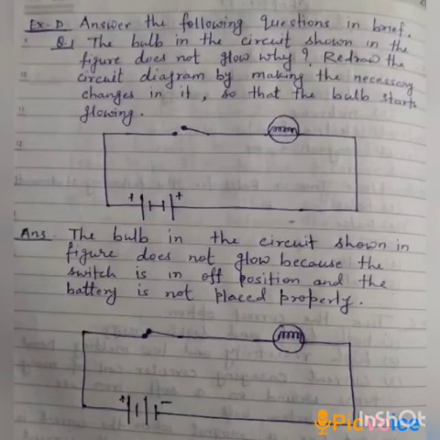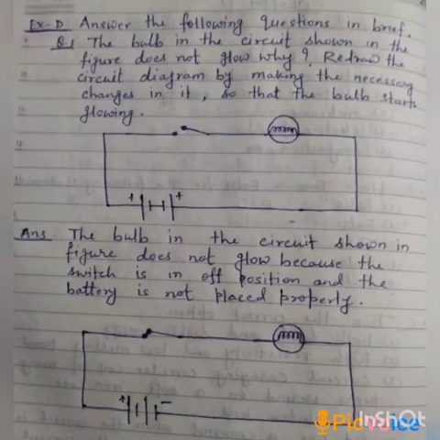Now exercise D, in which we have to answer the given questions in brief. In question number 1, an electric circuit diagram is drawn and the question is the bulb in the circuit shown in figure does not glow. Why? Redraw the circuit diagram by making the necessary changes in it so that the bulb starts glowing.